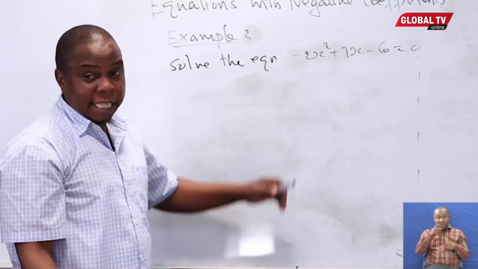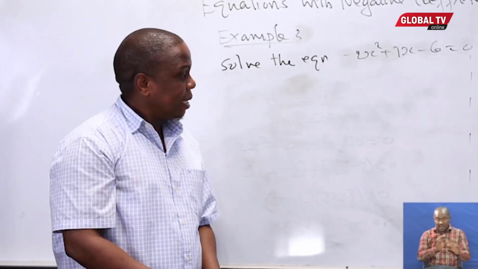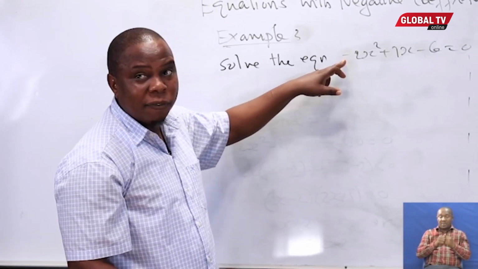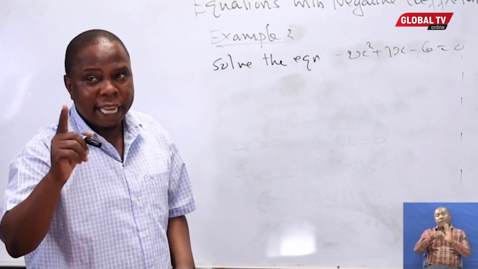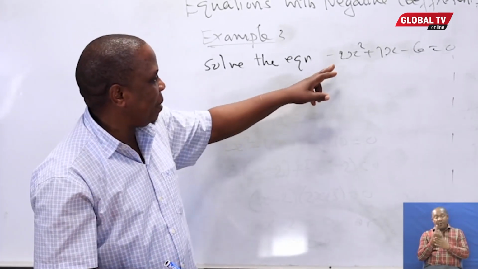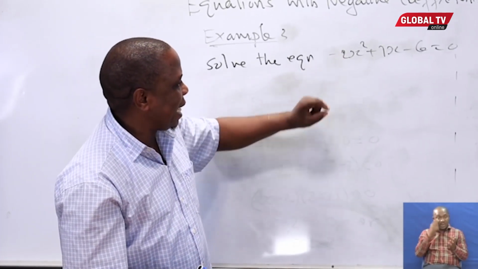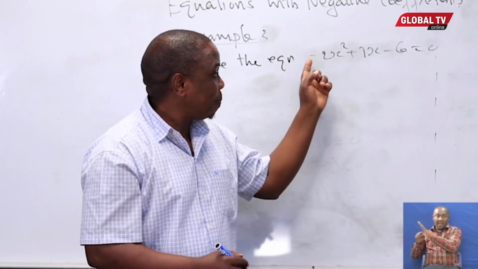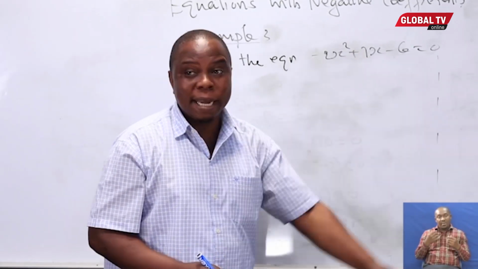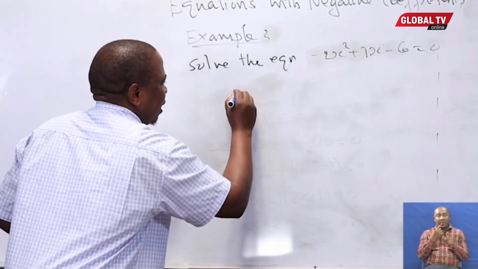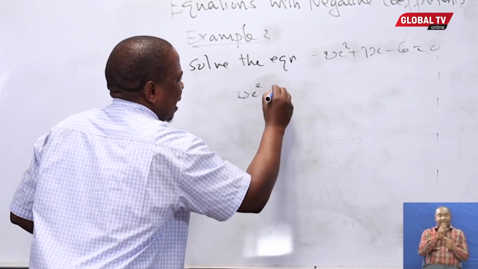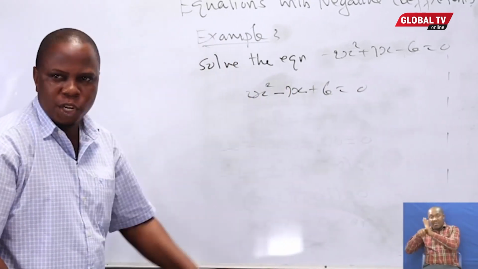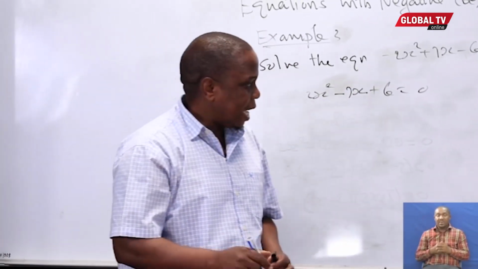you can proceed as it is, but the best thing is that you can get rid of the negative. How do you get rid of the negative from the first term? The negative from the first term can be eliminated here by multiplying throughout by negative. If I multiply this equation throughout by negative, the first term will be 2x squared minus 7x. Whenever there is minus, it becomes plus 6 is equal to 0. Then continue as usual.